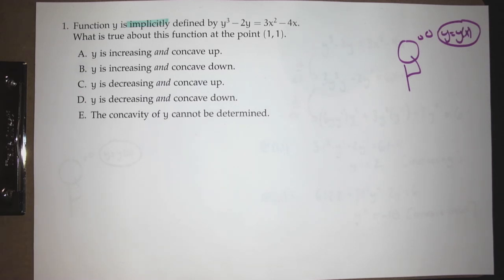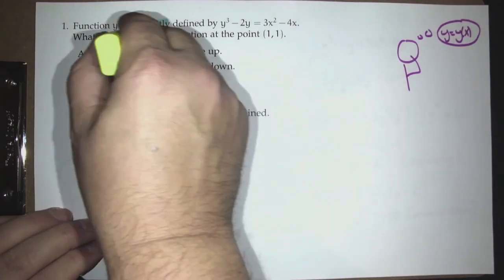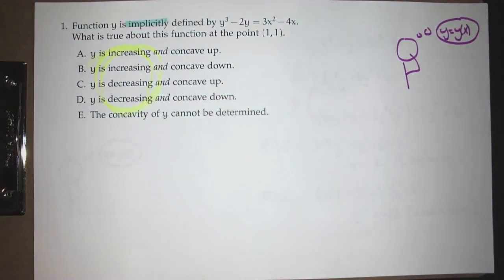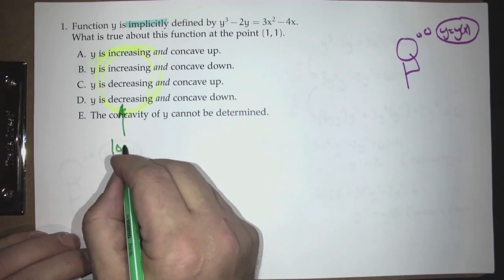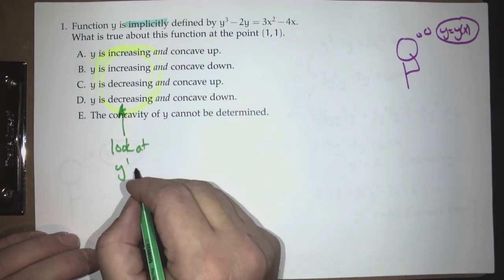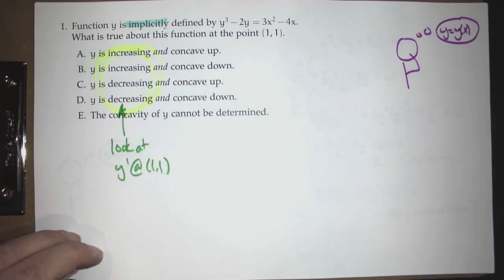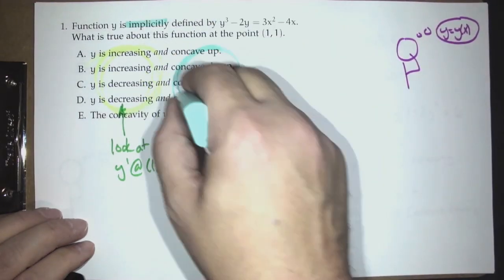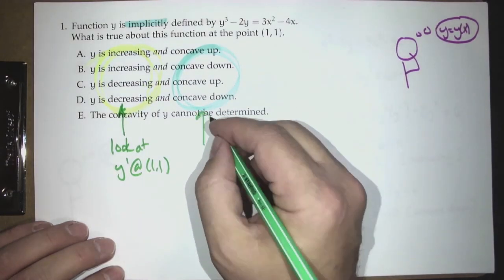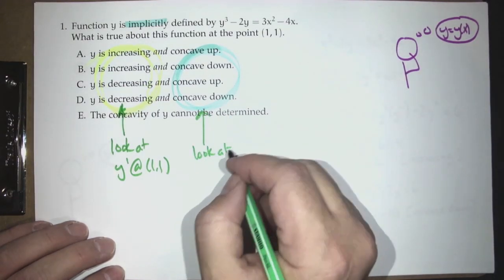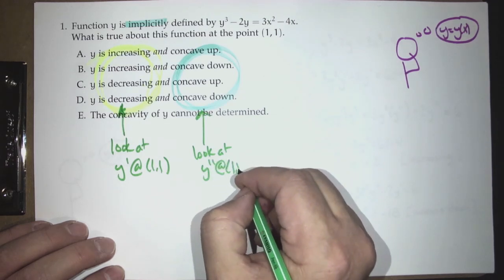Now, we did notice somebody else said, hey, we see things like increasing, decreasing. When you see increasing, decreasing, where do you look for that type of information? Yeah, so this is telling us we want to look at our y prime at the point 1, 1. What about concave up, concave down? What is that telling us? Yeah, that's second derivative information. And here we're trying to say, let's look at y double prime at 1, 1.